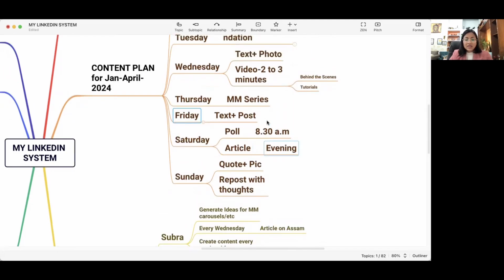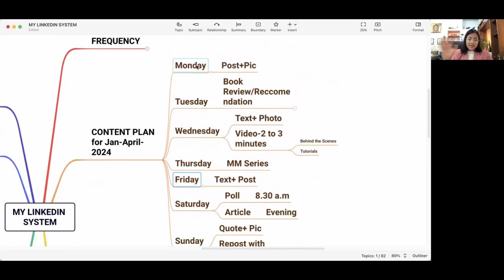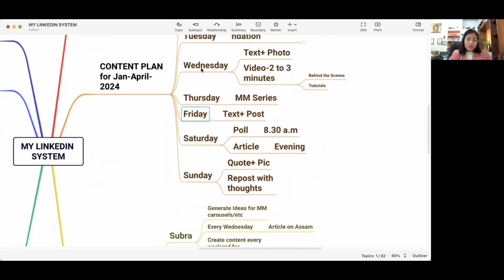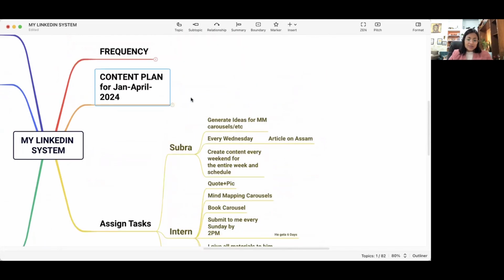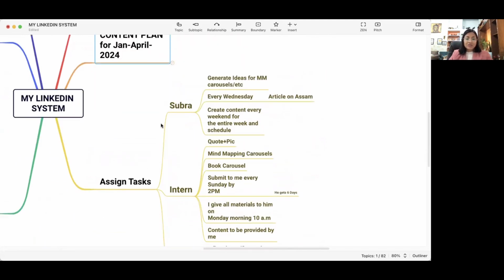So if you see, each and every single day, it's mind mapped what is going to be posted. So I don't need to guess or remember anything. I just have to go, okay, today is Wednesday, and accordingly, I just have to prepare my content. So once this is done, next is assigning tasks. For example, my work for my LinkedIn page is to generate ideas for mind mapping carousels. Then every Wednesday, I sit to write some kind of article on my own, and then I want to post that.